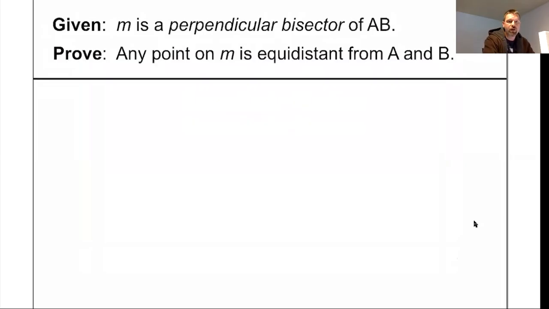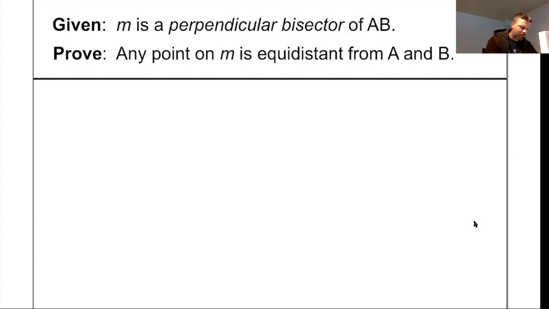I've got a proof of what we had just mentioned, that if you're given that M is a perpendicular bisector, any point on it is equidistant from A and B. If you would like to have a little bit of practice on proofs, I would definitely recommend giving this one a try. I'm going to run through it really quickly because proofs are something we should be getting a little bit better at, but it would still be a good thing to go over.